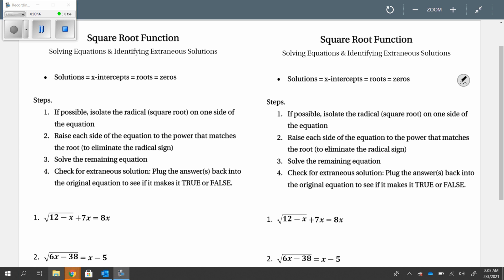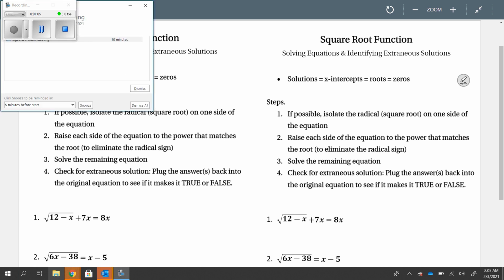Then it says solve the remaining equation. Then it says check for extraneous solutions: plug the answers back into the original equation and see if it makes it true or false. Okay?